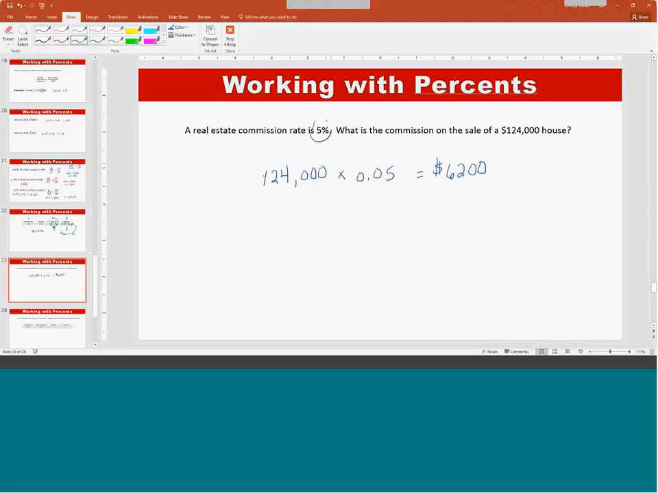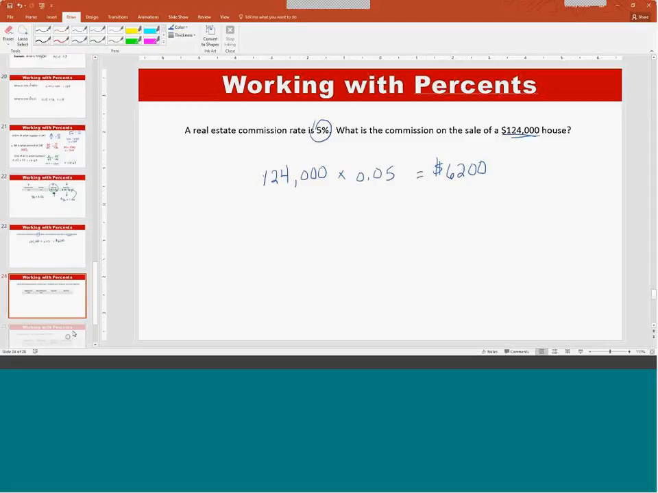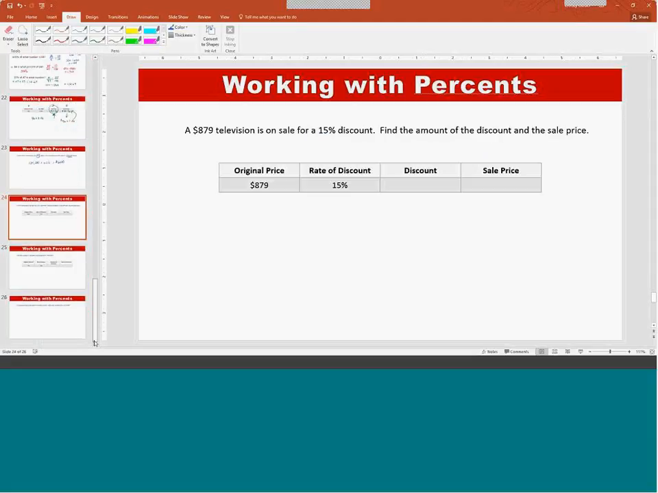You're always going to want to change your percent into a decimal and multiply it by your purchase price. That will give you the commission or the tax, whichever answer you need. Let's continue moving on. We're almost done here, and then I'll take some questions.